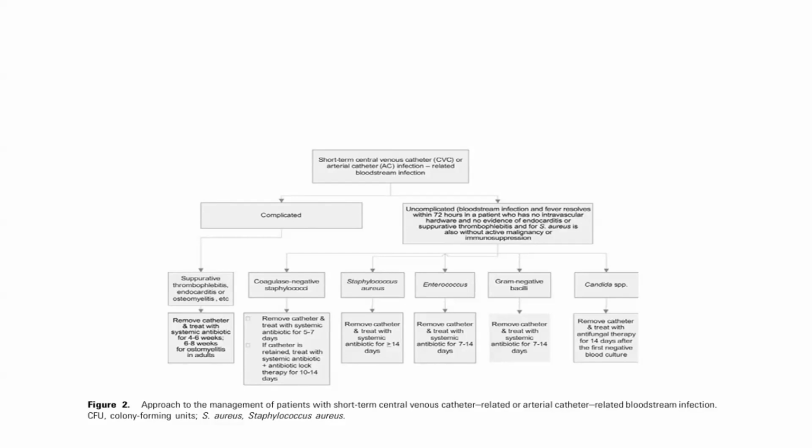then remove the catheter and treat with systemic antibiotic for 5 to 7 days. If the catheter is retained, treat with systemic antibiotic and antibiotic lock therapy for 10 to 14 days. If it is Staphylococcus aureus, remove the catheter and treat with systemic antibiotic for more than 14 days. If it is Enterococcus, remove the catheter and treat with systemic antibiotic for 7 to 14 days. If it is gram-negative bacilli, remove the catheter and treat with systemic antibiotic for 7 to 14 days. If it is Candida, then also we have to remove the catheter and treat with appropriate antifungal therapy for 14 days.